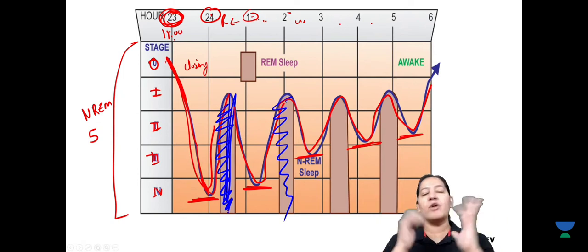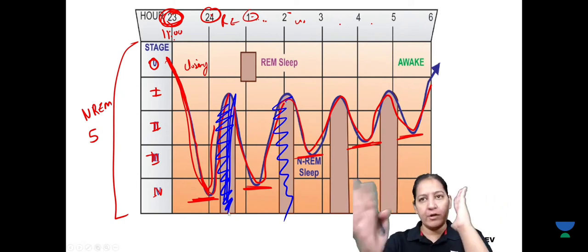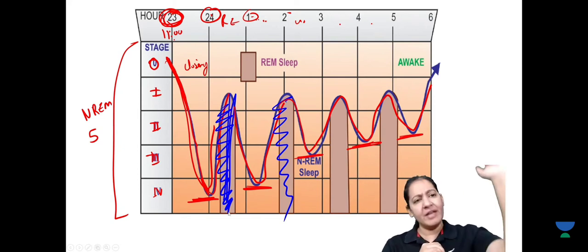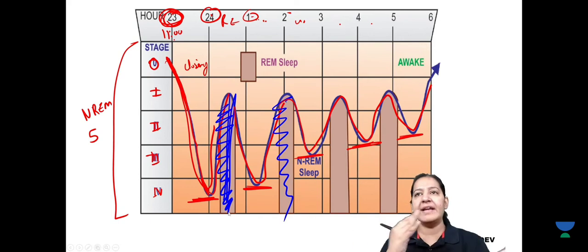What we have learned from this pattern is that we have two types of sleep, non-REM and REM. We have alternate non-REM and REM. In non-REM, there are stages 0, 1, 2, 3, 4. Total 5 stages are there. And alternately, we complete them, right?